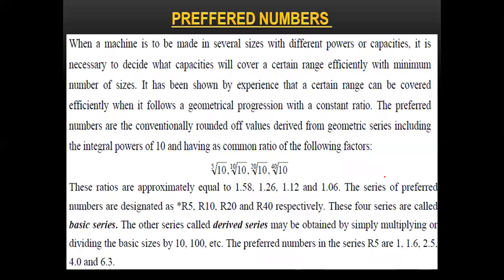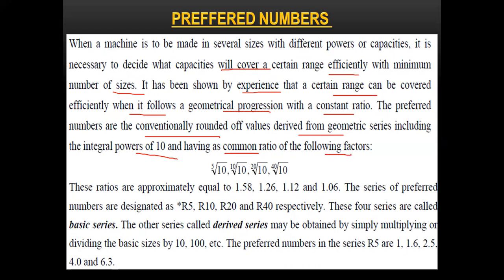So the next concept is preferred numbers. When a machine is made in several sizes with different powers or capacities, it is necessary to decide what capacities will cover a certain range efficiently within a minimum number of sizes. It has been shown by experience that a certain range can be covered efficiently when it follows a geometrical progression with a constant ratio. The preferred numbers are unconventionally rounded off values derived from the geometric series, including the integral powers of 10, having a common ratio for the following factors.